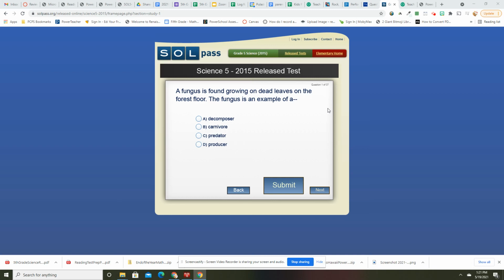All right, guys, we're going to go through these science released questions. A fungus is found growing on dead leaves on the forest floor. The fungus is an example of a decomposer. A carnivore is a meat eater. A predator is someone who hunts. And a producer is like a plant that produces its own food.